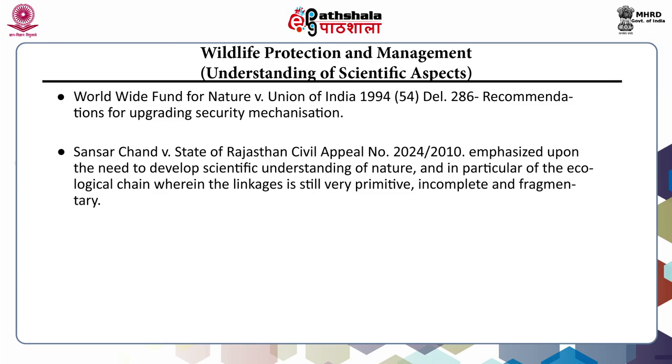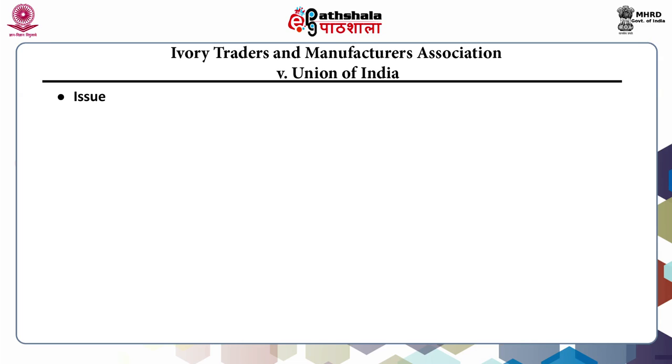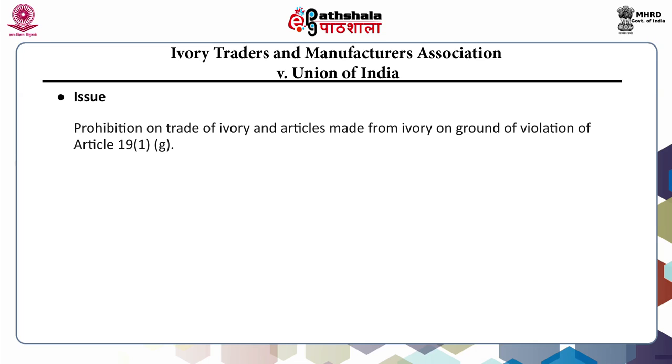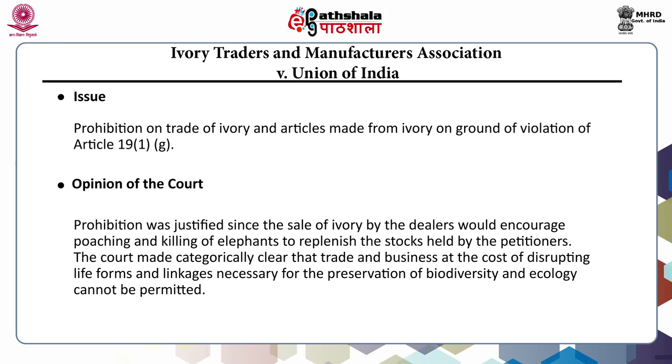Then comes the matter of Ivory Traders and Manufacturers Association versus Union of India, wherein the government prohibited the trade in ivory and articles made from ivory, on the ground of violation of 19(1)(g). The ban and the prohibition was challenged. The state government argued that this prohibition is justified, since the sale of ivory by the dealers would encourage poaching and killing of elephants to replenish the stocks held by the petitioners. And the court, taking note of this, made it categorically clear that trade and business at the cost of disrupting life in various forms and linkages cannot be permitted at the cost of biodiversity and ecology.